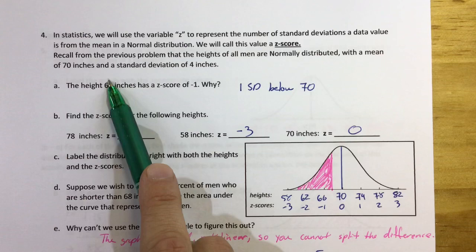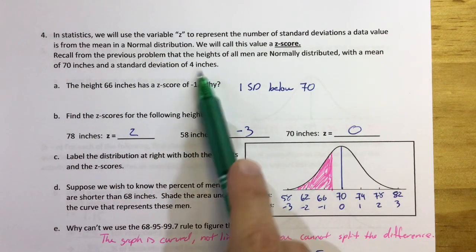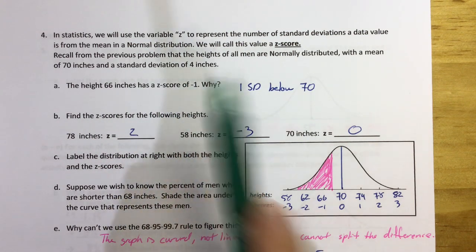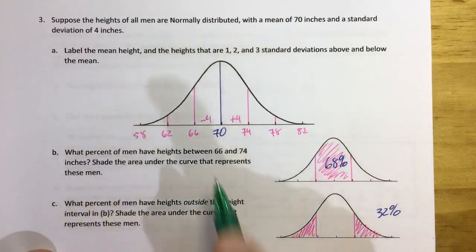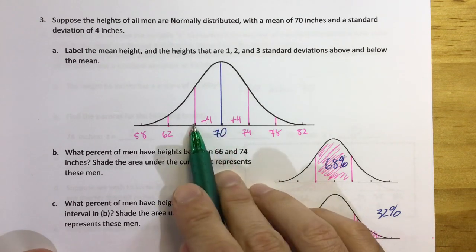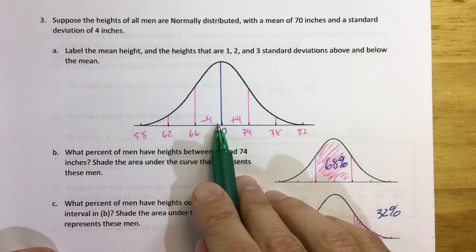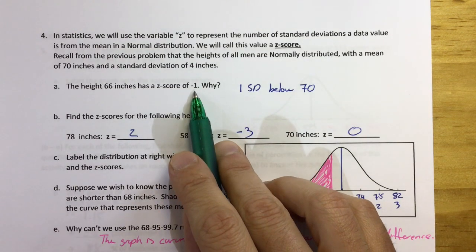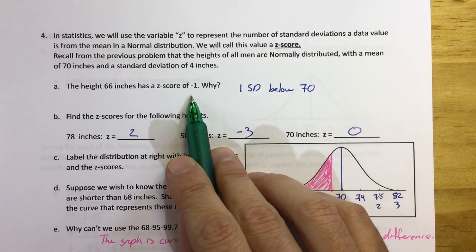What do we have? We're still going to talk about the heights. The mean was 70 with a standard deviation of 4. Okay, so a height of 66 inches has a z-score of -1. Okay, so where is that graph? All right, so the mean was at 70 and here's 66, right? It was 1 standard deviation below the mean. So it was 4 inches less, but it's also 1 standard deviation below. So the z-score is going to be -1. Okay, it's 1 standard deviation away, but it's also below the mean, so it gets a negative number.